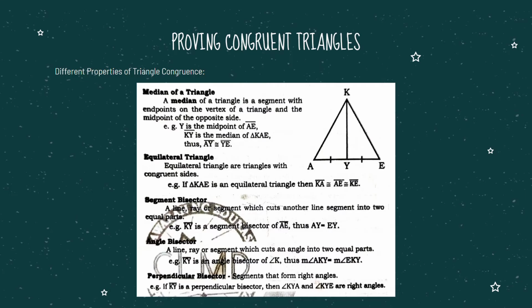Next, we have the perpendicular bisector. Segments that form right triangles. For example, if line segment KY is a perpendicular bisector, then angle KYA and angle KYE are right angles.